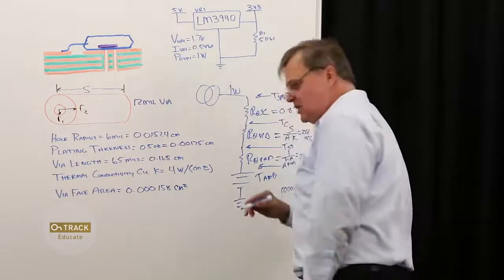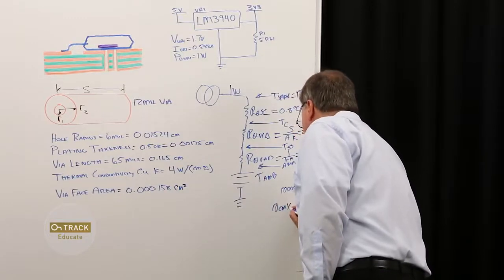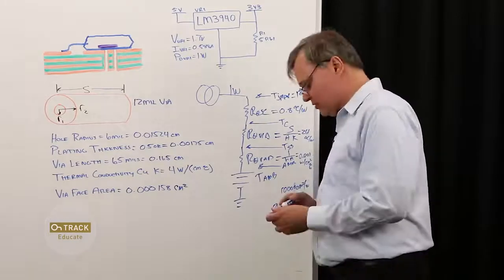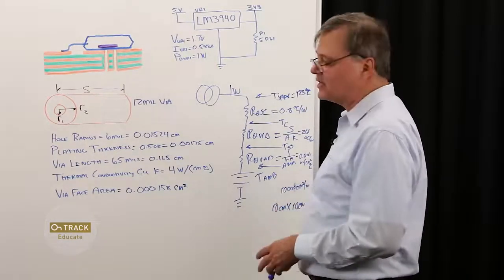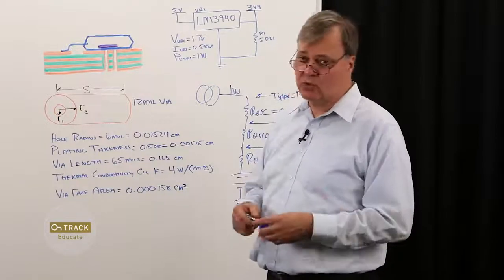So let's consider a 10 centimeter by 10 centimeter surface area. That's going to give us 100 centimeters squared. That's going to bring us down to the range of 10 degrees C per watt, which is reasonable.